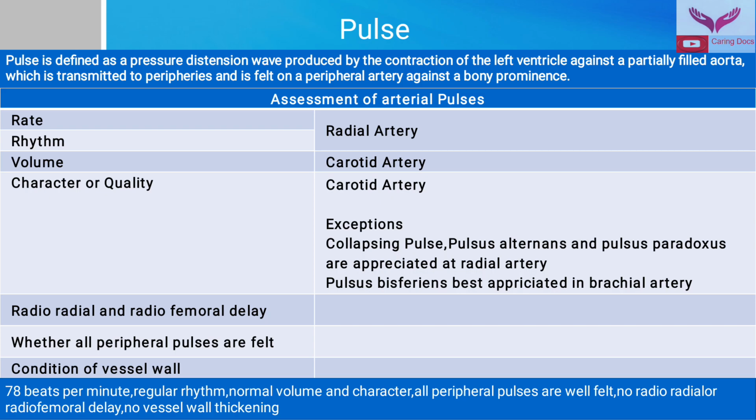Whenever we tell about the pulse to the examiner, we have to tell in this way. Like if the patient has a pulse rate of 72, we will say the pulse rate is 72 beats per minute, regular rhythm, normal volume and character. All the peripheral pulses are well felt. There is no radio-radial or radio-femoral delay, no vessel wall thickening.